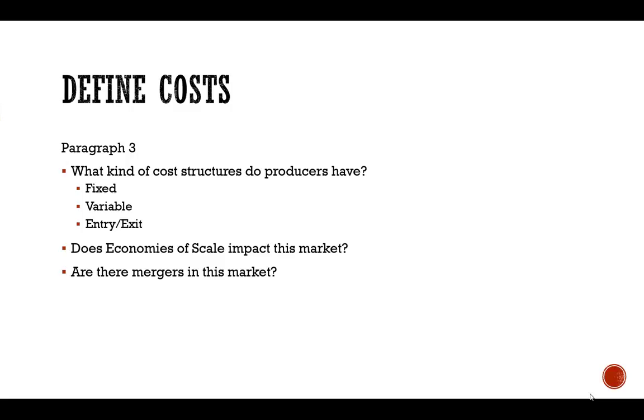They're going to impact pretty much all markets, but how do they impact the market? They're going to be different from monopolies to, say, perfect competition. Economies of scale are going to look different, right? And then are there any mergers in this market? Are there companies buying other companies or doing joint ventures, those types of things in the market? That will help us define exactly who's in the market and how they are competing and/or cooperating.